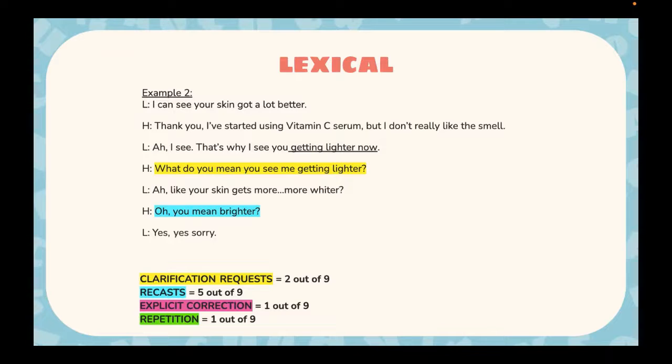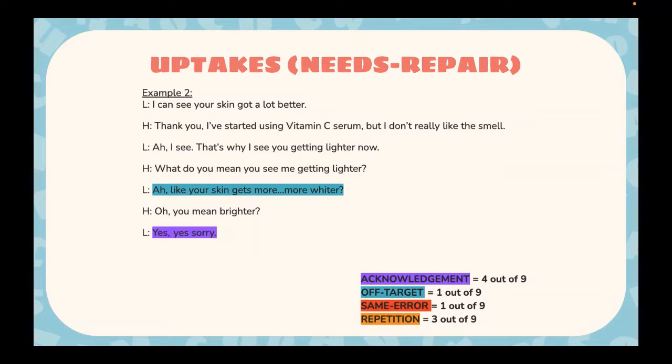And after that, she recast it. She reformulated the correct form of the word, saying, "Oh, you mean brighter?" So she recast it to indicate that what the L speaker was saying is incorrect. So the uptake that was taken by the low proficiency speaker, as you can see in the blue highlighted sentence, is "like your skin gets more whiter." She actually responded to the feedback, but not to the targeted feedback, which is the wrong lexical item "lighter," but she said "whiter."